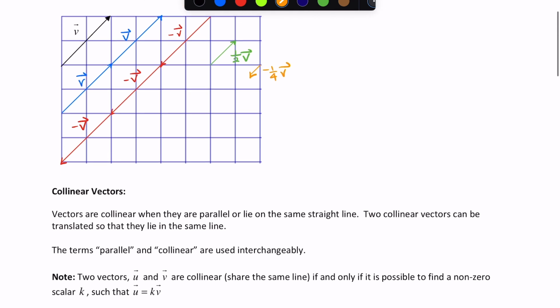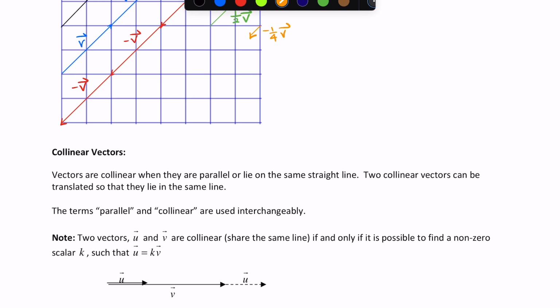If we look at collinear vectors, vectors are collinear when they are parallel or lie on the same straight line. Two collinear vectors can be translated so that they lie on the same line. The terms parallel and collinear are used interchangeably, so you might see parallel vectors or collinear vectors, and those mean the same thing. Note two vectors, u and v, are collinear and share the same line if and only if it is possible to find a non-zero scalar k such that vector u equals k times vector v.